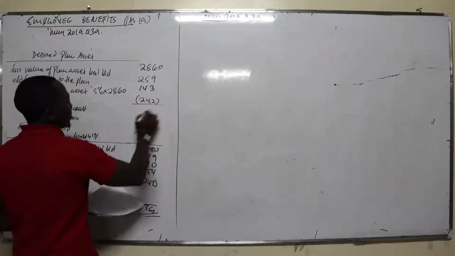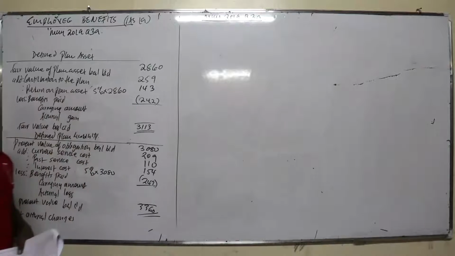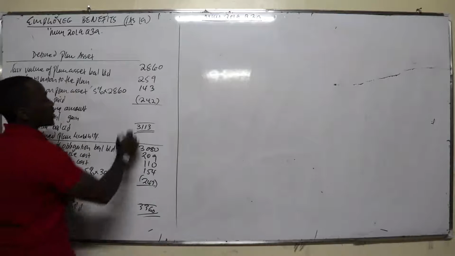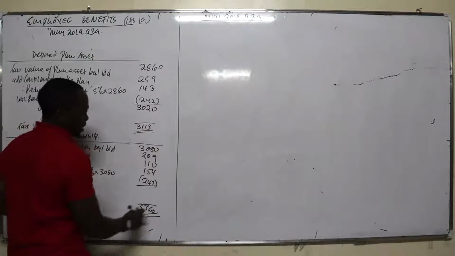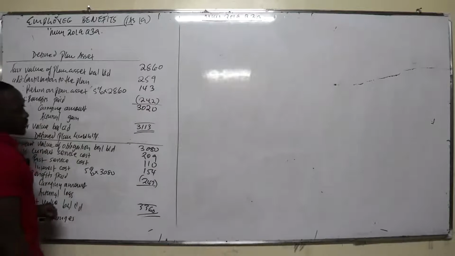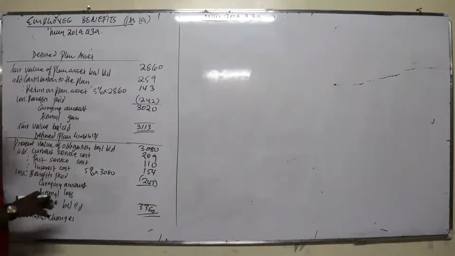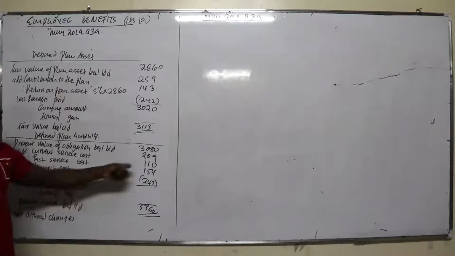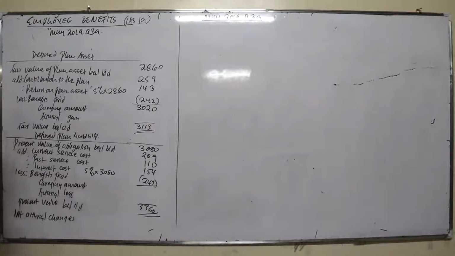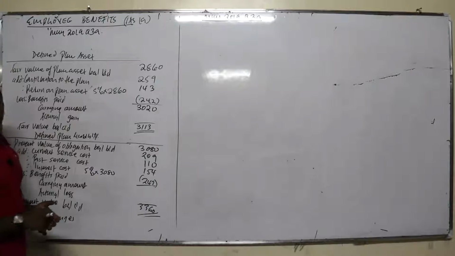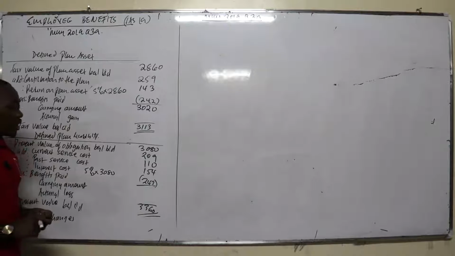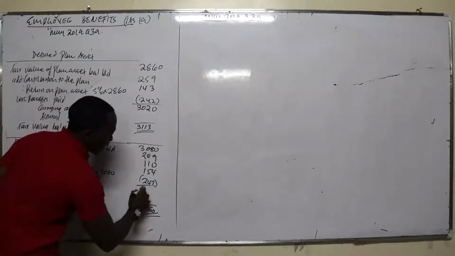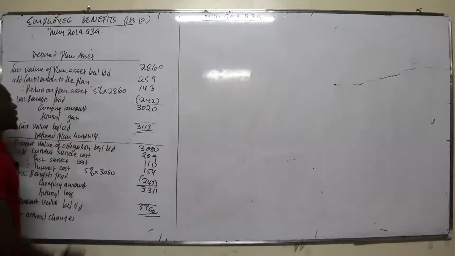143. Give me the carrying amount. This one you're getting an amount of 20. And this one you're getting? Yes. You did not interpret 110 well, I can tell. 3311. Now let's compare the changes.